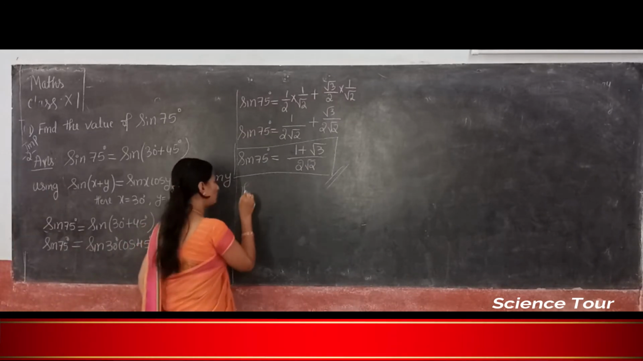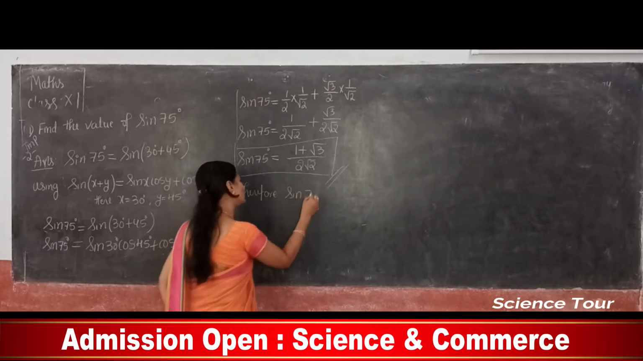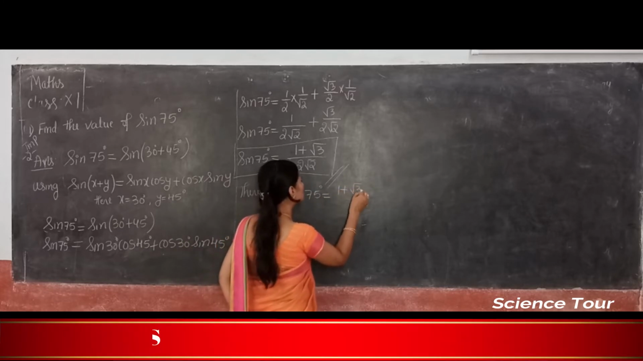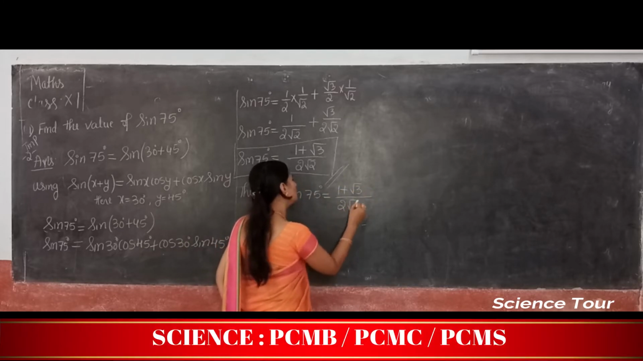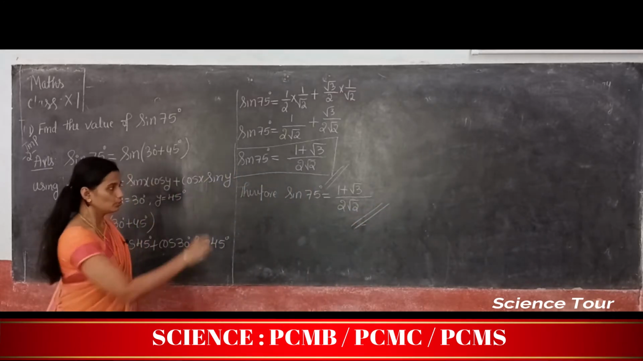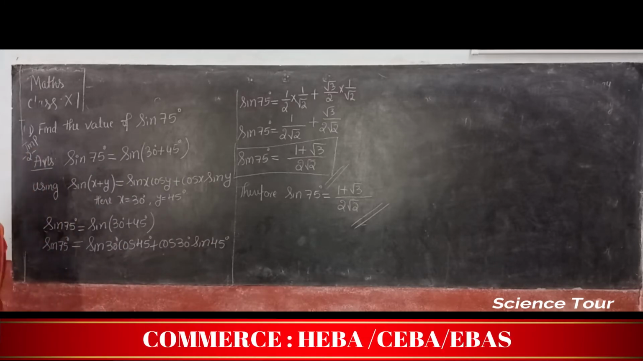So therefore sin 75 degree is equal to 1 plus root 3 divided by 2 root 2. Important question for 2 marks.